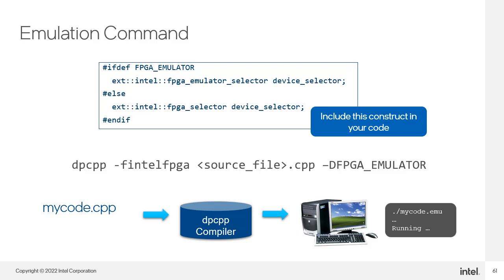Inside of your code, you will need to have this construct shown in the code snippet. It is necessary as it helps the compiler determine that emulation should be performed rather than a full compile. Wrap your device selector declaration in the ifdef-else statement. Upon completion of the compile, an executable file will be generated. This executable runs on the host, thus you won't need an FPGA card to execute it.